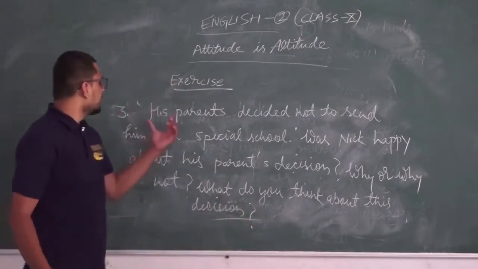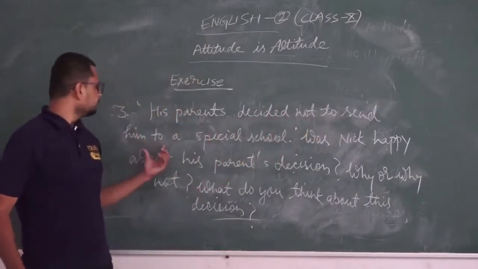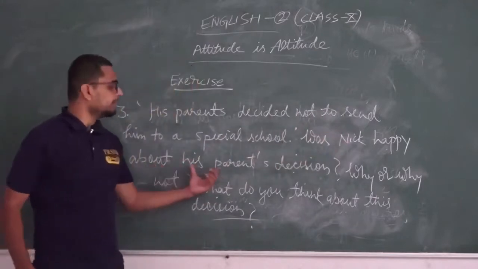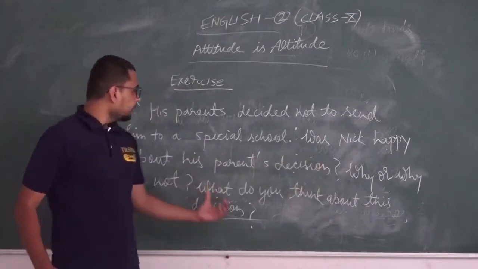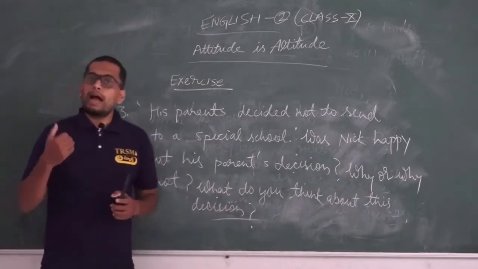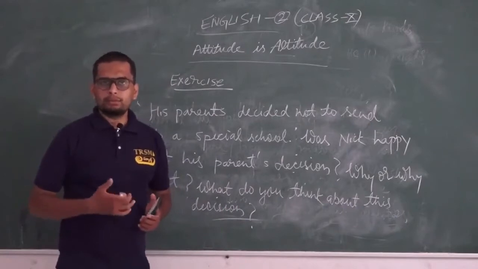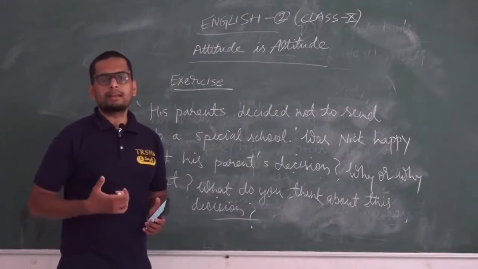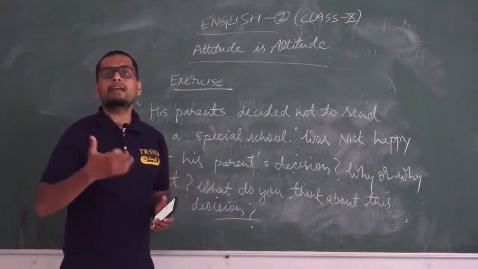So the question says, his parents decided not to send him to a special school. Was Nick happy about his parents' decision? Why or why not? What do you think about this decision? As you already know, Nick was a disabled person. In our society we have special schools for disabled persons where they are separated from the normal people and given special treatment.